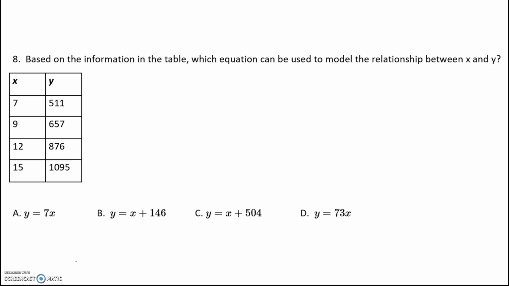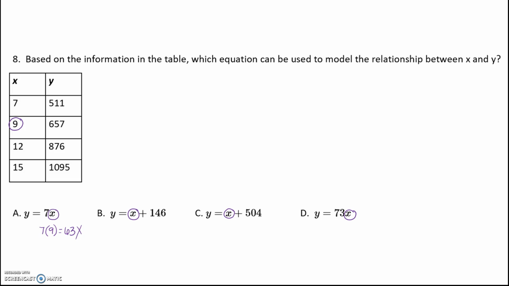Number 8 says, based on the information in the table, which equation can be used to model the relationship between X and Y? So one way to go about it would be to choose an X value and then plug it in to each equation and see which one makes it true. So we want to plug in 9 and get 657. So if I start with A, I would say 7 times 9 is 63. Well, that is certainly not 657.